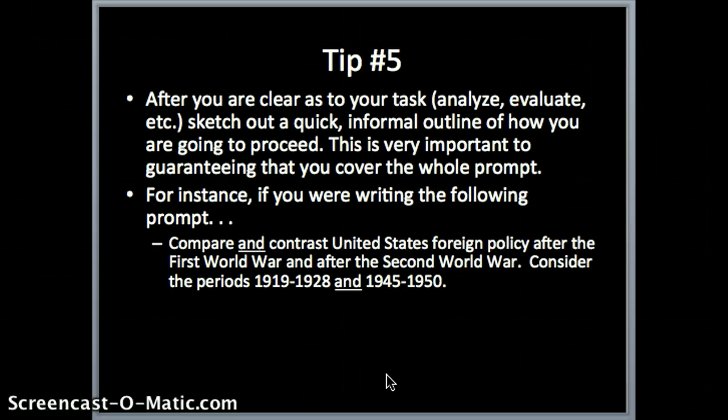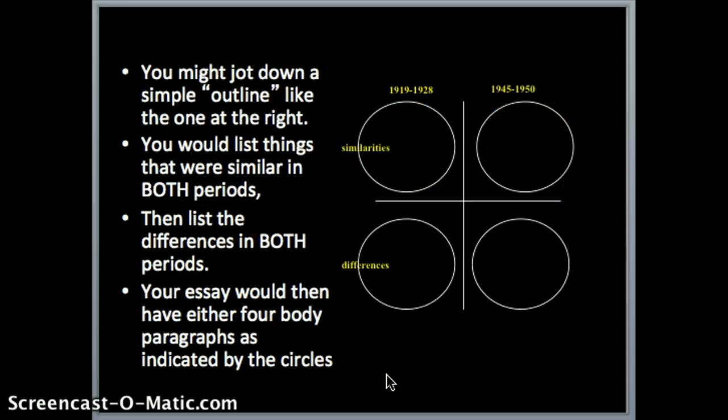So, for instance, if you were writing the following prompt: compare and contrast the foreign policy after the First World War and after the Second World War. Consider the periods 1919 to 1928 and 1945 to 1950. So let's diagram that out. Because it's a compare and contrast, it's easy, and I like to think of this as a 2x2 grid. So you might jot down a simple outline like this on the right.